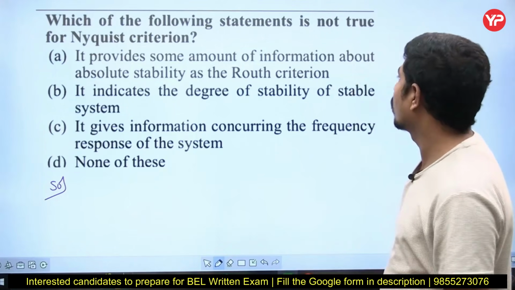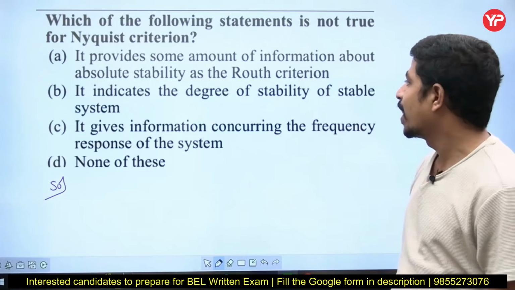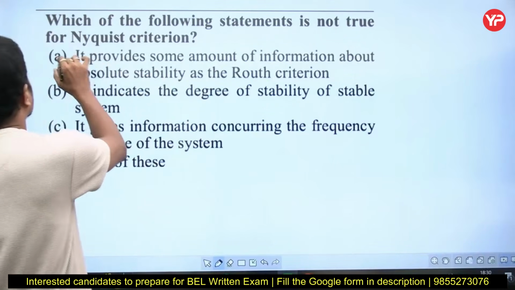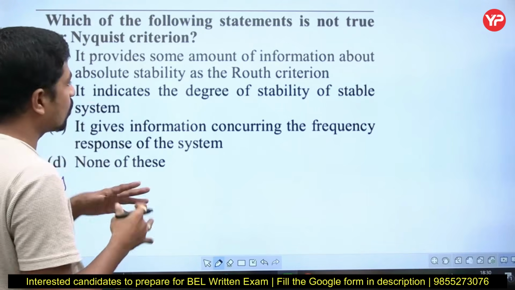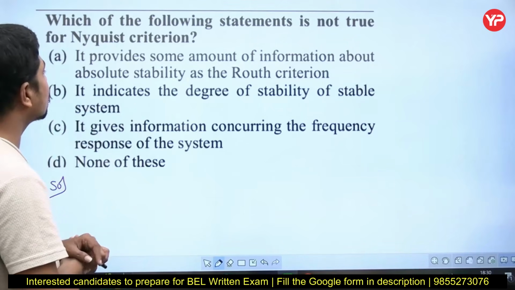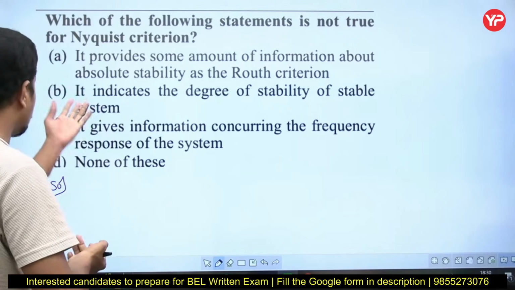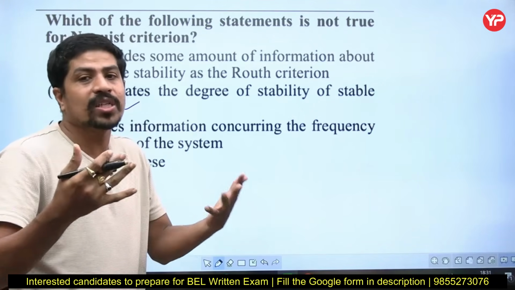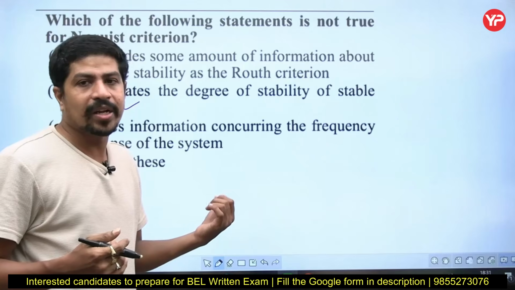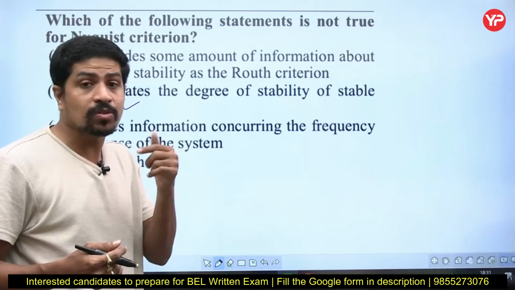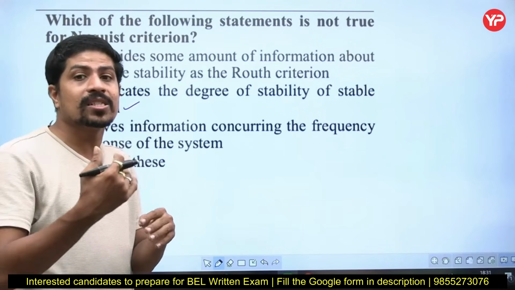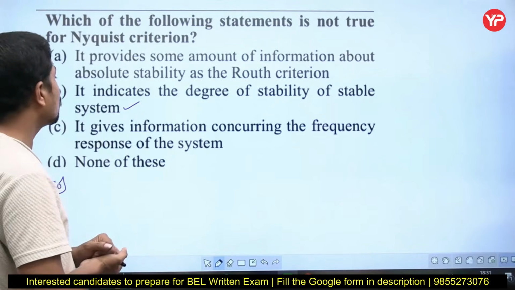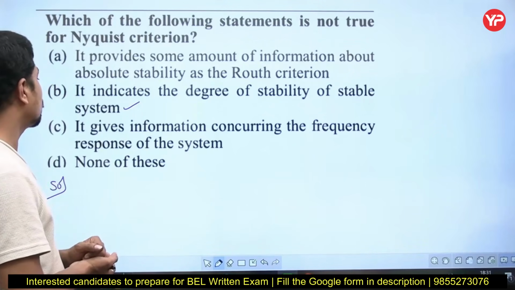It provides some amount of information about absolute stability as the Routh-Hurwitz criteria. No, he's saying not true. First one itself is not true. We'll see all four options, then we'll come to a conclusion. It indicates the degree of stability of the stable system. That is true, it gives the degree of stability, meaning more stable or less stable. Why? From Nyquist stability criteria, we get gain margin and phase margin. Once we have gain margin and phase margin, we can say this system is more stable when compared to another system. It gives information regarding the frequency response of the system.